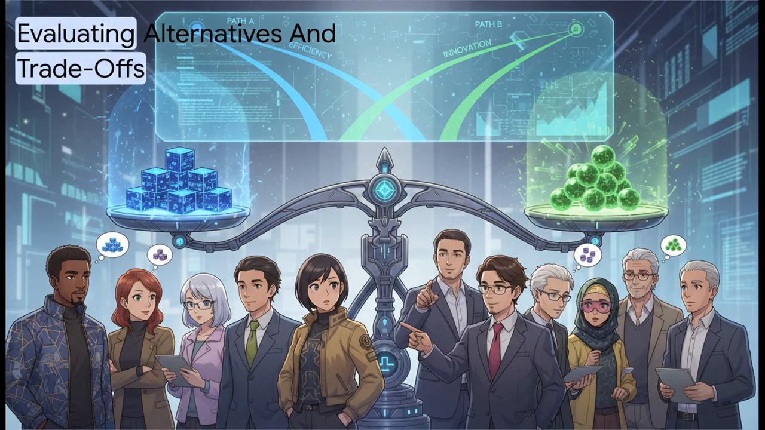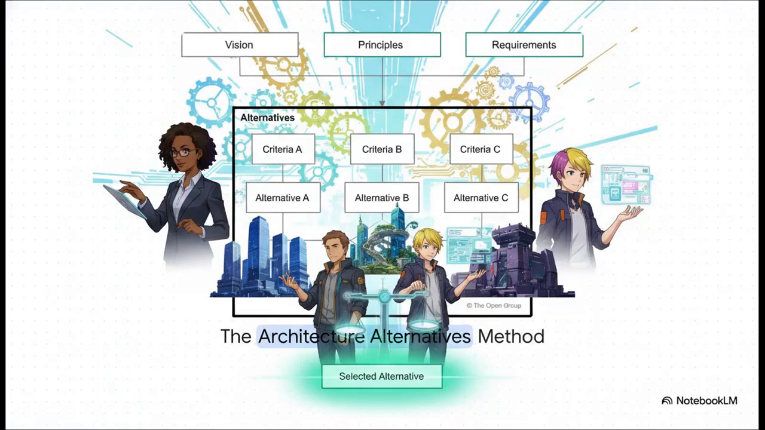Which brings us to Act 4, evaluating alternatives and trade-offs. This is the big decision-making phase, where the architects have to balance competing forces and sometimes uncover hidden agendas. To keep this totally objective, they use the architecture alternatives method. It's kind of like a funnel. They start at the very top with their overarching vision, principles, and requirements. They filter those down into specific criteria, and then use those criteria to rigorously test different alternative architectures. By laying it out clearly step by step, they can have really objective conversations with stakeholders, weigh all the inevitable trade-offs, and finally funnel the whole shebang down to one selected alternative target architecture.